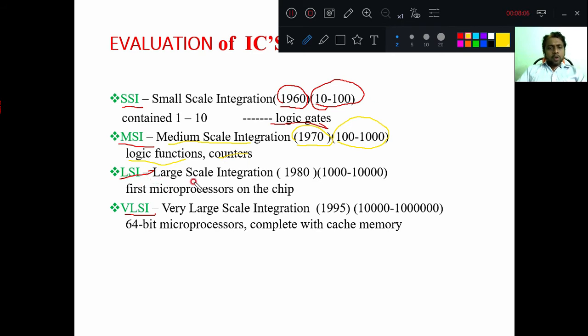Next, LSI, large scale integration. It was used around 1980, with 1000 to 10,000 components on the chip, and it brought the first microprocessors on a chip. Next, VLSI, very large scale integration. It started around 1995, and the number of components present on the chip is 10,000 to 1,000,000, and it can be used as a 64-bit microprocessor complete with cache memory.